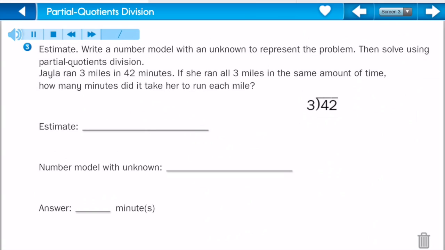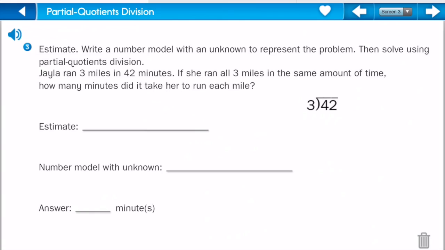Okay. Partial quotients division. 3. Estimate. Write a number model with an unknown to represent the problem. Then solve using partial quotients division. Jayla ran 3 miles in 42 minutes. If she ran all 3 miles in the same amount of time, how many minutes did it take her to run each mile? Estimate. Number model with unknown. Answer, blank, minute or minutes.